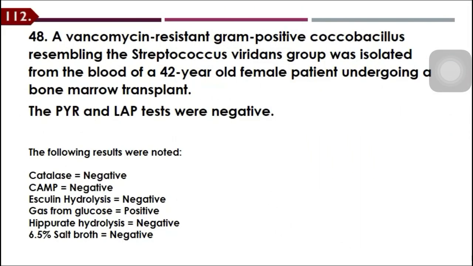For 112, a vancomycin-resistant gram-positive coccobacillus resembling the Streptococcus viridans group was isolated from the blood of a 42-year-old female patient undergoing a bone marrow transplant. Now, the PYR and LAP tests po were negative, and the following results were noted. Okay, so catalase po is negative, CAMP is negative, and then we have esculin hydrolysis negative, gas from glucose positive, and hippurate hydrolysis negative. 6.5% salt broth negative.